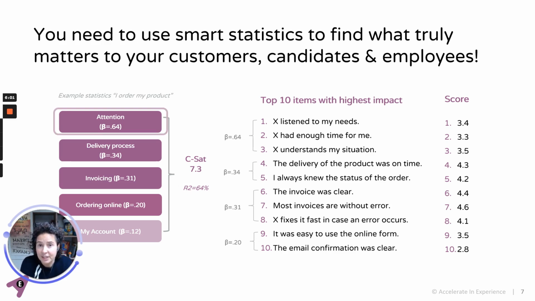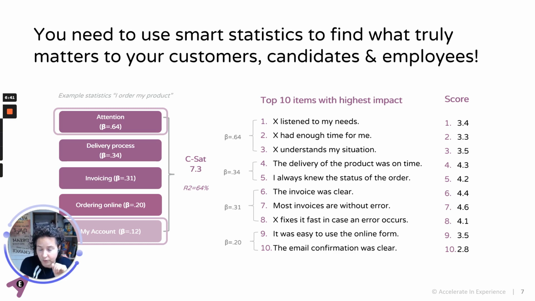The second thing, you see the impact here of attention is 0.64, while the impact of the My account is 0.12. 5 times 12 is 60, so it's 5 times faster to move this 7.3 to an 8 point something if you now focus improving all the elements around attention, than if you would focus on enhancing the My account. Right, so this gives you super laser focus. If you have correlation analysis, it's always between maybe 0.4, 0.8, but it's not telling you, hey, this is 5 times more relevant than that. Right, so that's the second thing you get out of this.